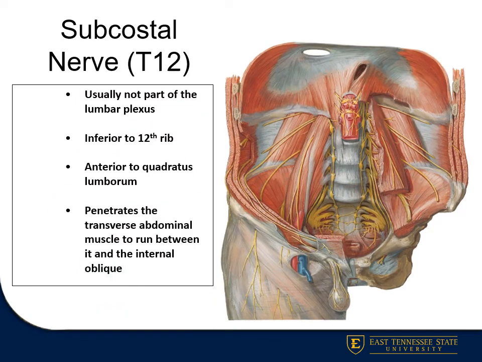So first, the subcostal nerve, or T12. Again, it's usually not part of the lumbar plexus, but it sits anterior to the quadratus lumborum, inferior to the 12th rib. You will be able to identify this coursing laterally over the quadratus lumborum and just below the 12th rib.